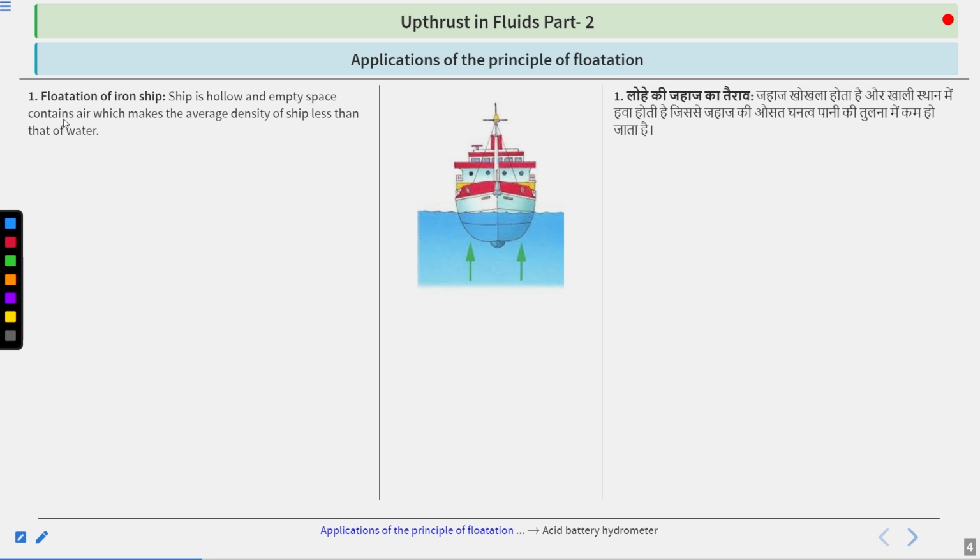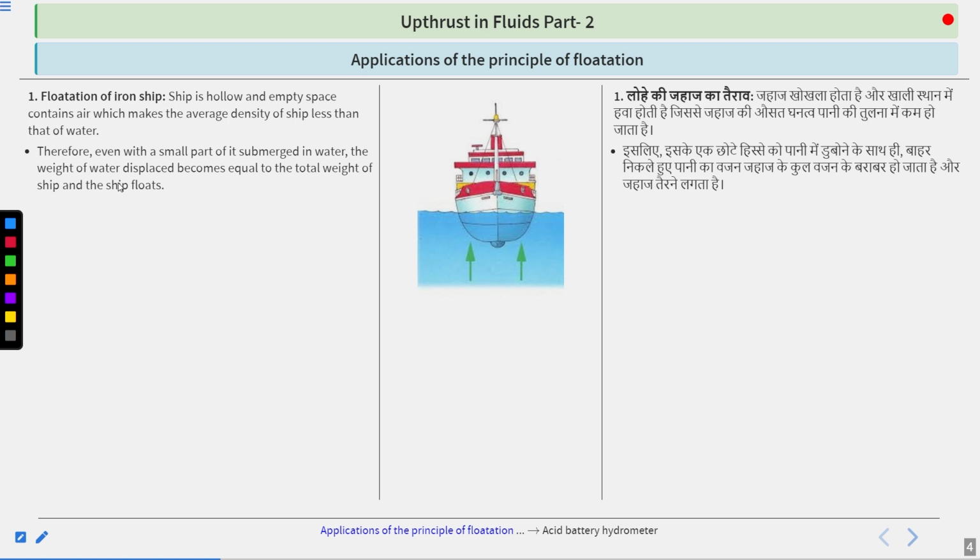First, we could say the flotation of an iron ship. The ship is a hollow container with empty space containing air, which makes the average density of the ship less than that of water. If you look here, you will find that this portion is actually a hollow, empty space which contains air. Because of this, the average density of the ship becomes less than that of the water in which it is sailing.